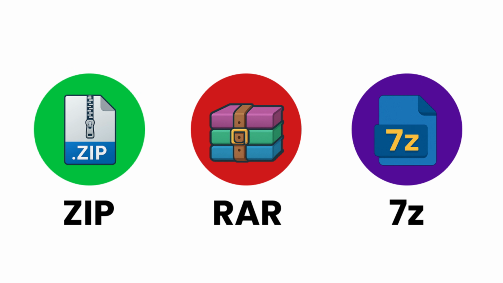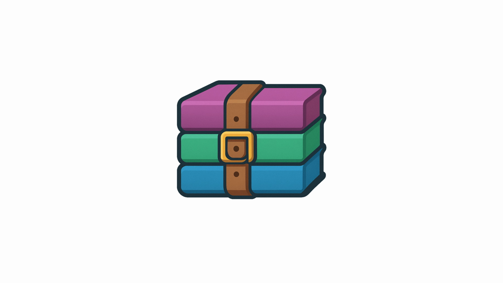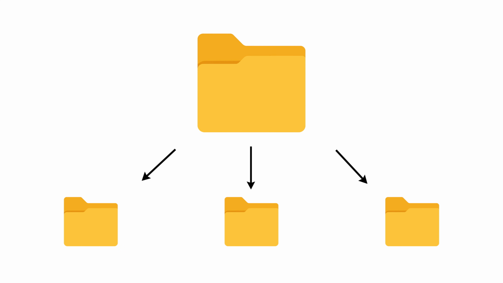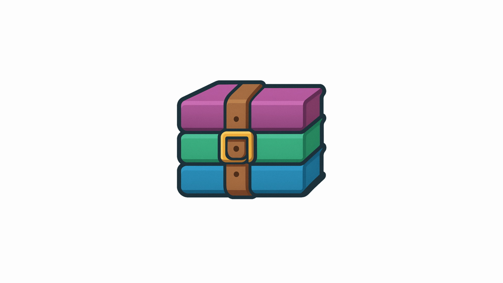RAR. RAR was developed in 1993 as a proprietary format known for its strong compression capabilities. RAR can split large files into parts, add password protection, and even repair damaged archives. It's often used for game files or large downloads. It's not natively supported by all systems, but very popular.